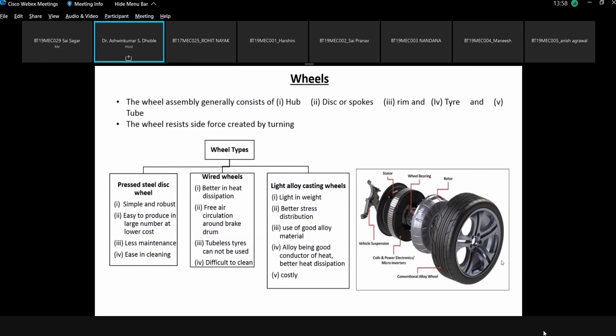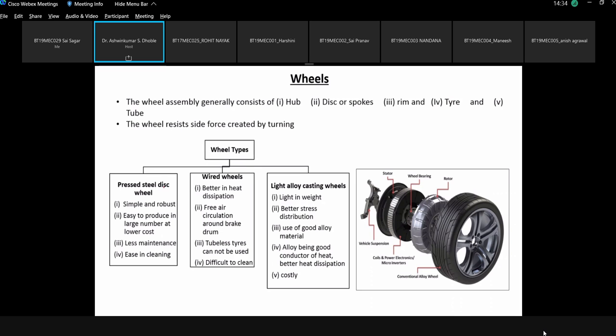So here you can see the complete wheel assembly, how it has been done. This is basically the conventional aluminum type of wheel. So it is the hub, disc, spoke, rim, tire, and tubes. The wheel resists the side force created by turning. So please understand that the wheel has to undergo these forces. Now here, this particular classification gives you the positive and negative points.